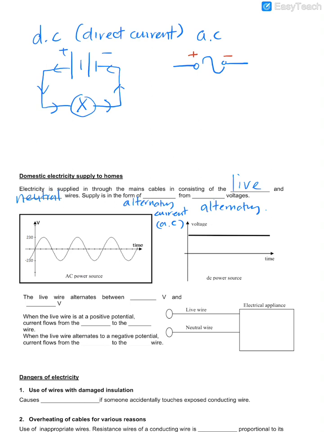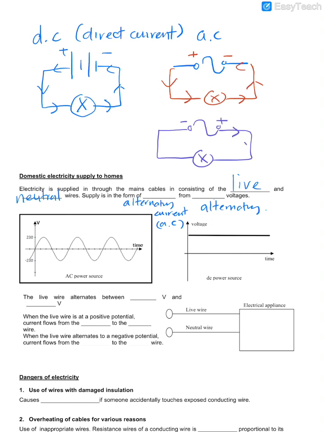For half a cycle, the current will flow. If this is my lamp, current will flow this way. Then it doesn't stay positive, negative. It will alternate. So the next moment, half a cycle later, this one positive becomes this side, and the current will now flow this way. In both cases, the lamp will work, no problem. The current is just alternating, so half a cycle is going one way, the other half cycle is going the other way.